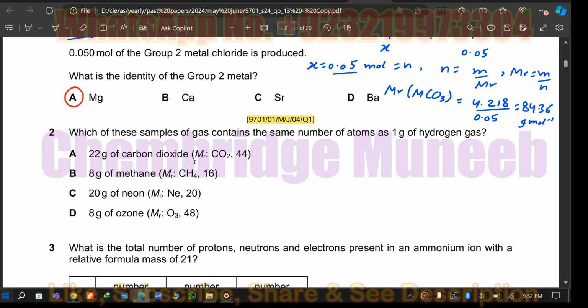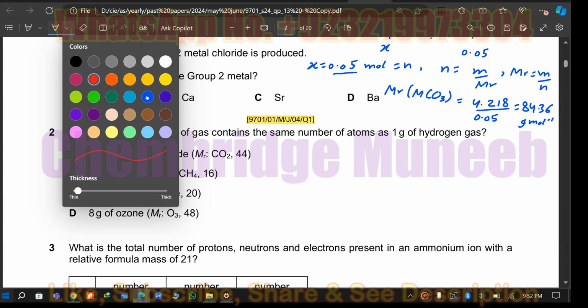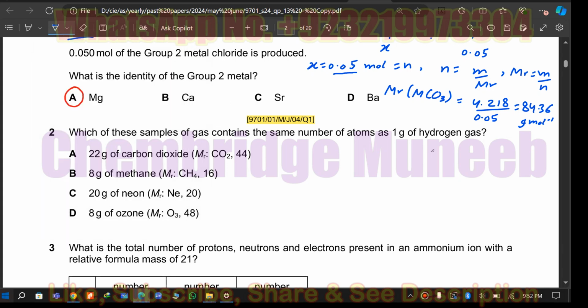Which of these samples of gas contains the same number of atoms as 1 gram of hydrogen gas? Now here we are provided the masses of these compounds along with the MR values. We need to match these values of the relevant compounds with the value of the hydrogen gas. Over here we are given 1 gram of hydrogen gas. So from this value we can determine its moles.